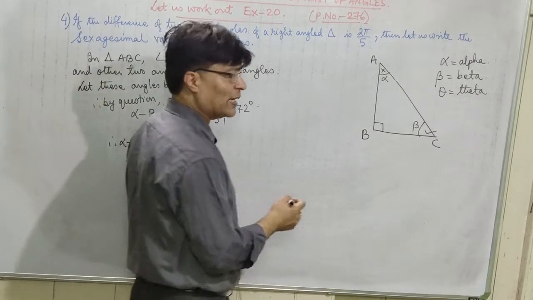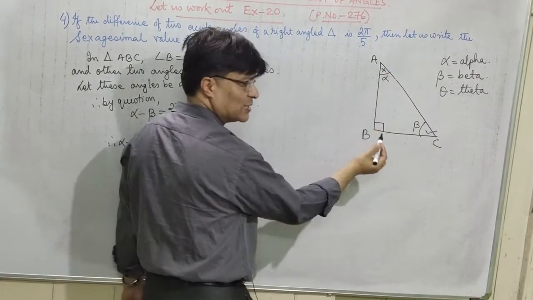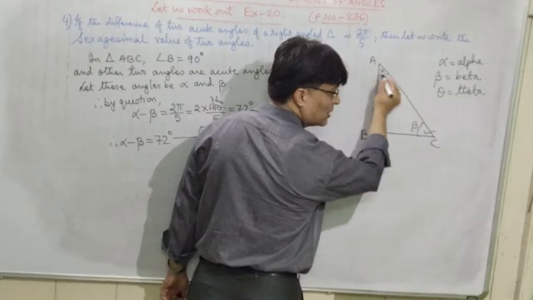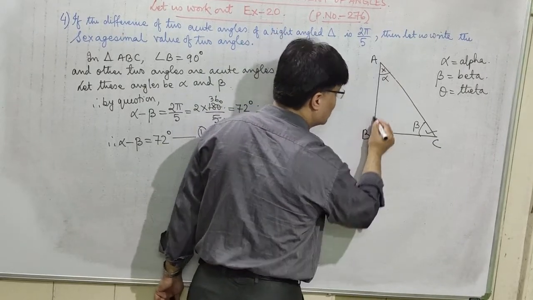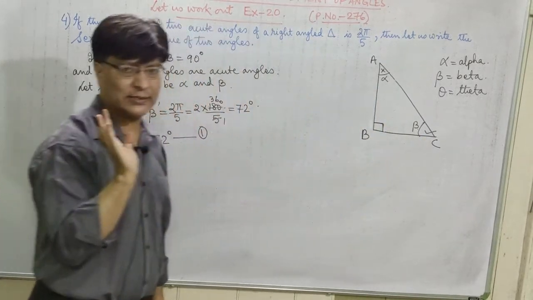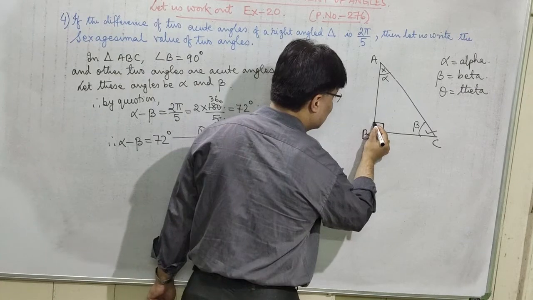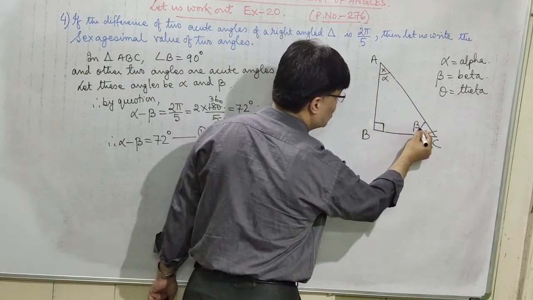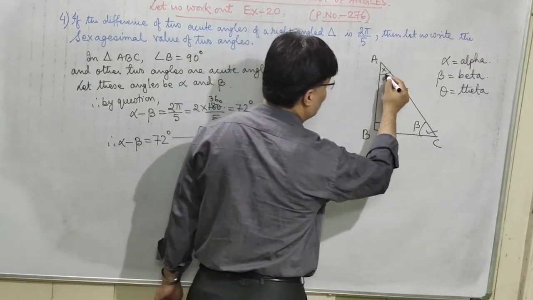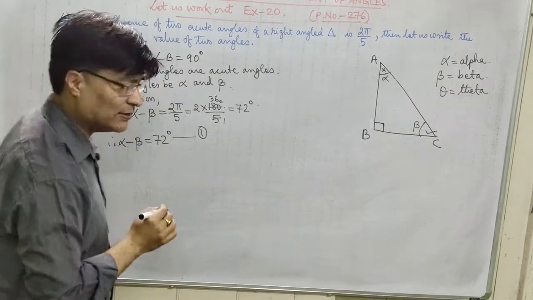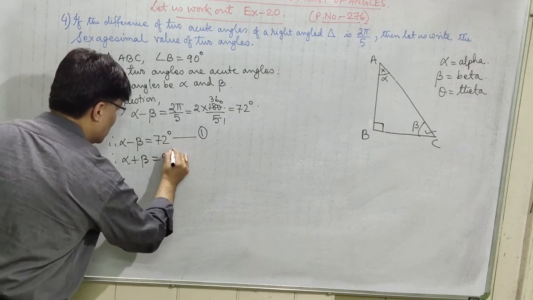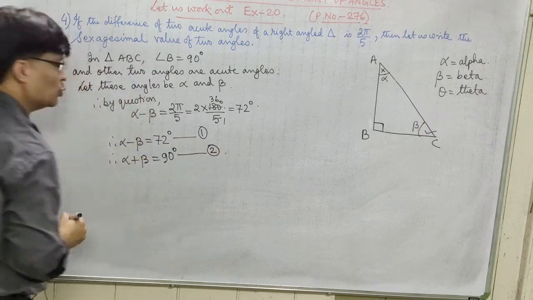Now you know that the sum of the three angles of a triangle is 180 degrees. So one angle is already 90 degrees. That means what will be the sum of these two angles? It should be 90, because the sum of the three angles of a triangle is 180 degrees. 90 degrees plus 90 degrees is 180 degrees, isn't it? So the sum of these two acute angles must be equal to 90 degrees. So alpha plus beta is equal to 90 degrees. Suppose this is number 2.